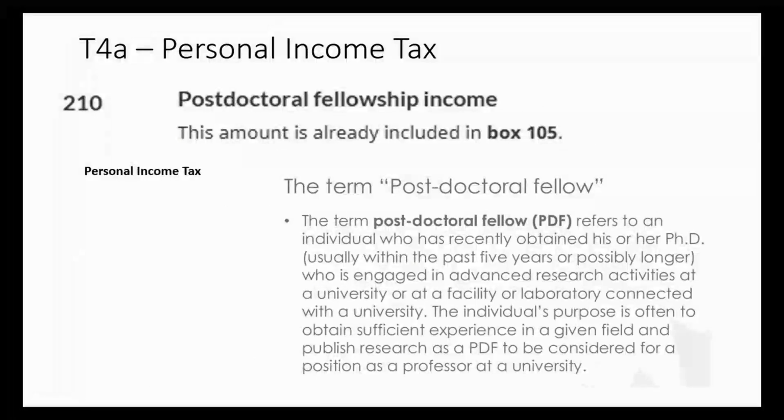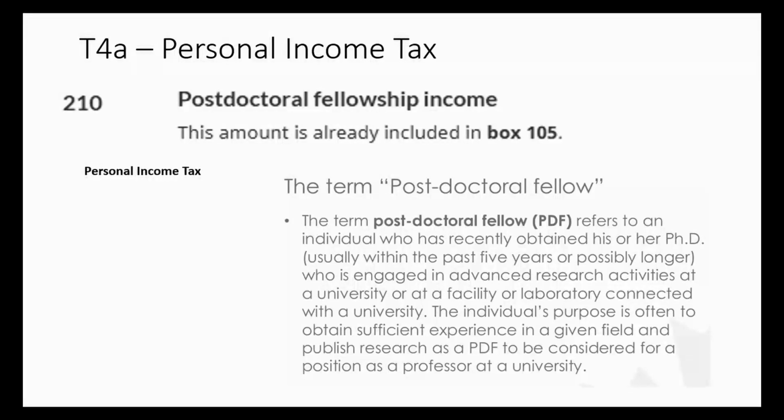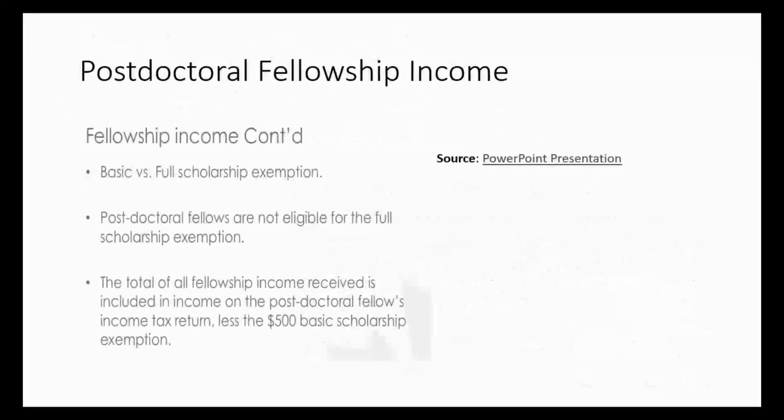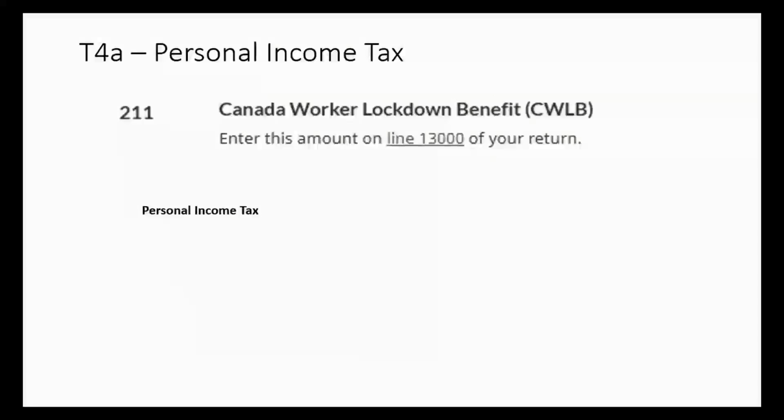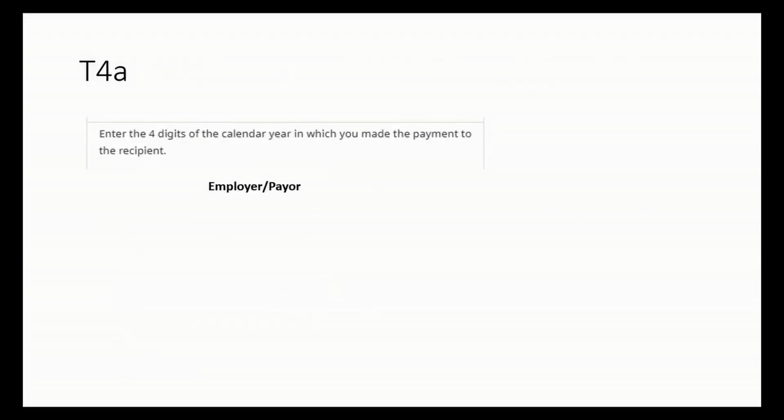Okay, code 210 has to do with postdoctoral fellowship income. This has to do with an individual who has recently obtained his or her PhD, who is engaged in advanced research activities at a university or at a facility. All right. So apart from that, Code 211, Canada Worker Lockdown Benefit, CWLB. So this had to do with temporary income support to employed and self-employed people who could not work because of COVID-19 lockdown.